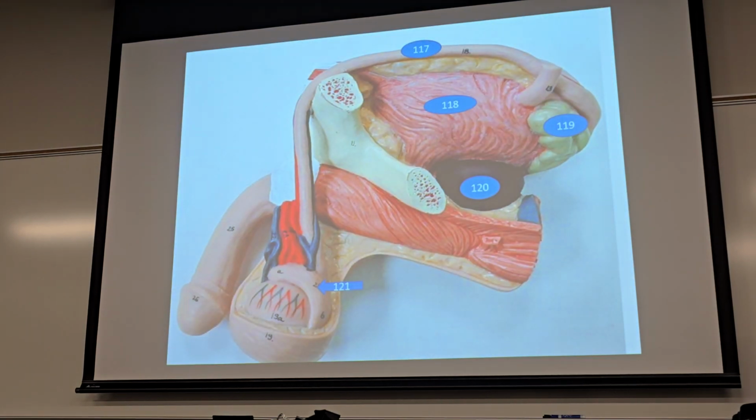Okay, everybody knows what this is, right? Yep. Okay. 117: vas deferens. 118: urinary bladder. 119: seminiferous. A lot of folks say "seminiferous tubers." Be careful. You guys all said it right. Seminal vesicle.